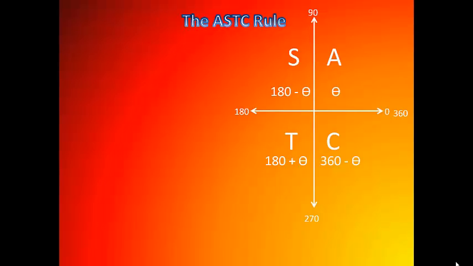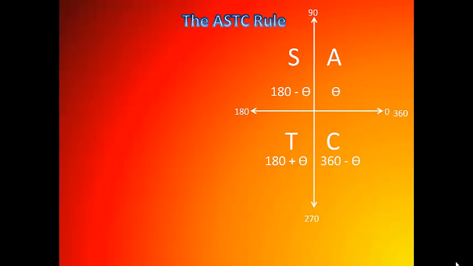So, the sine lies in the second quad, and we get to the second quad by using 180 minus theta. The tan lies in the third quad, and we can get to the third quad by using 180 plus theta. Cosine lies in the fourth quad, and we can get to the fourth quad by using 360 minus theta.